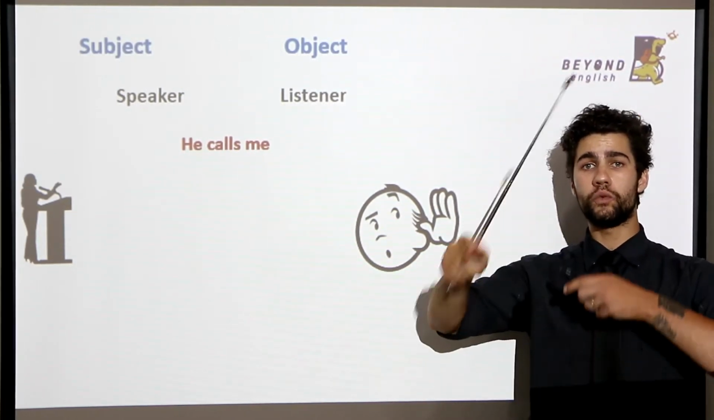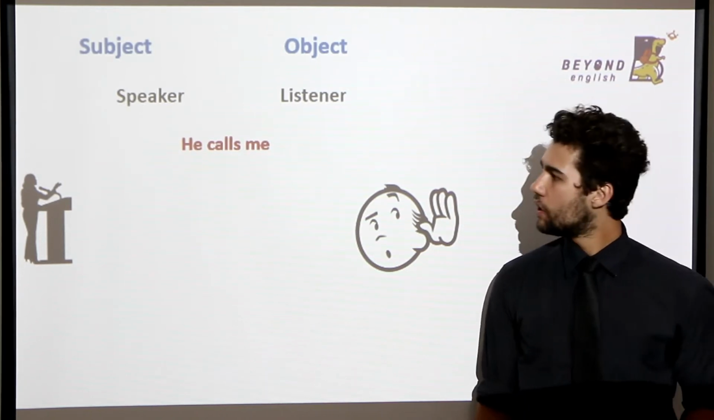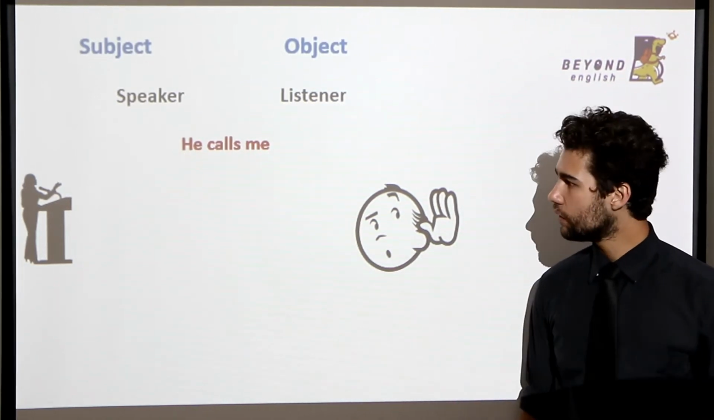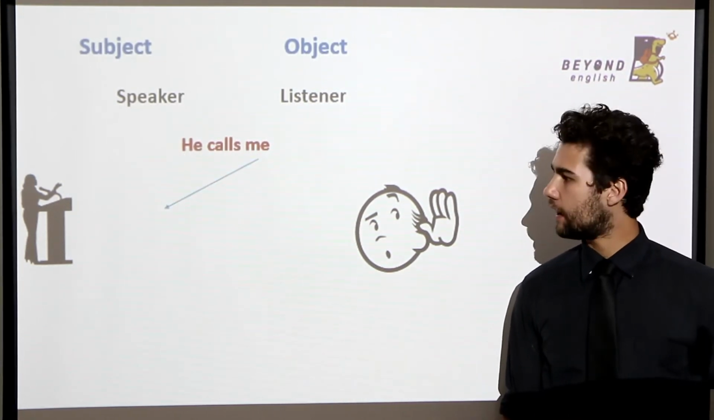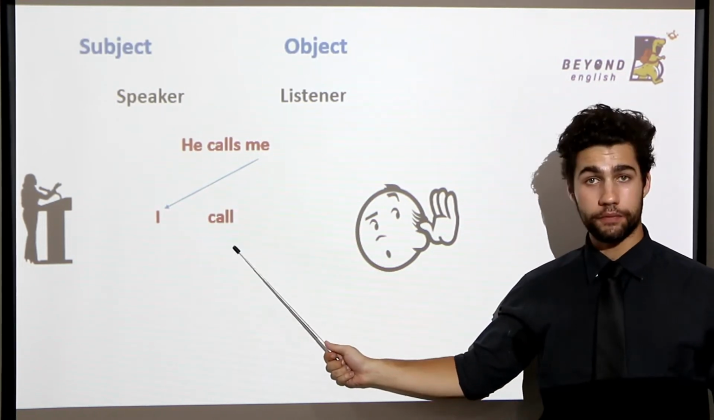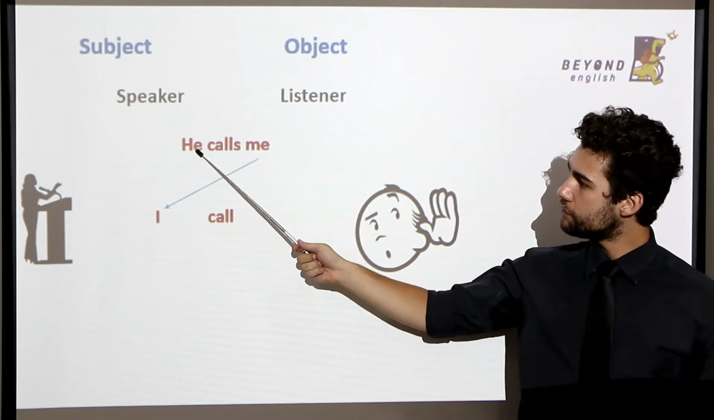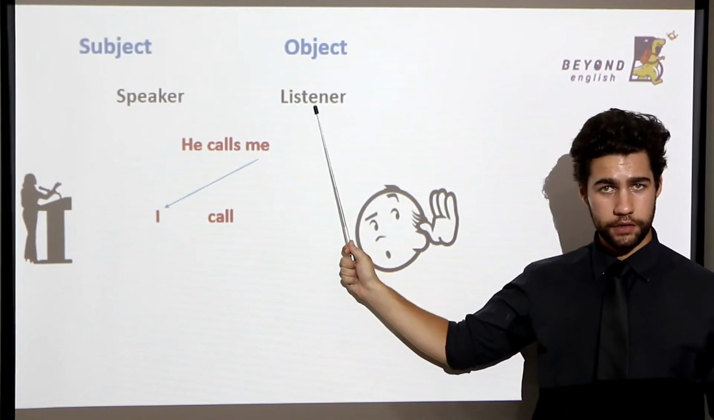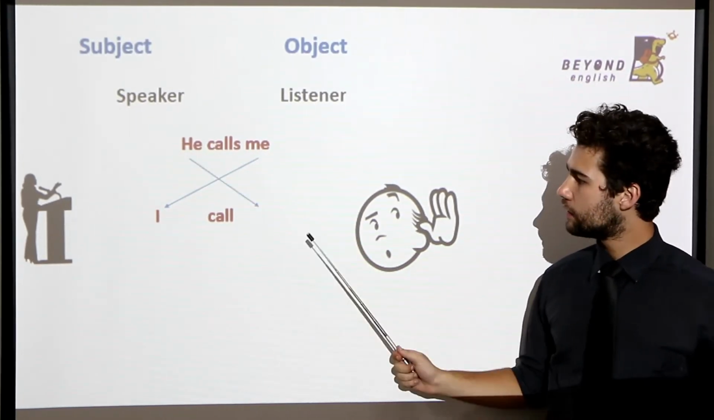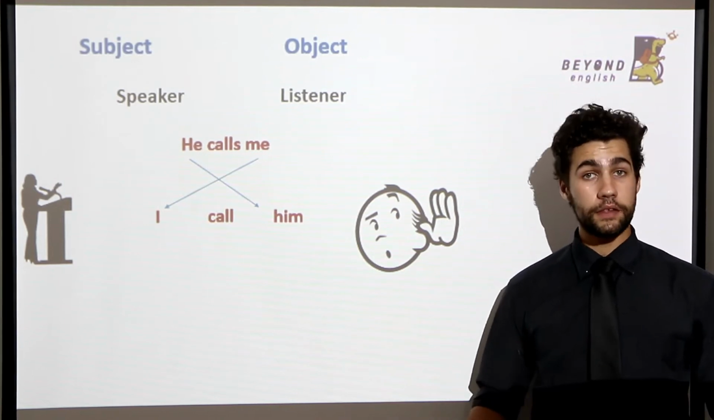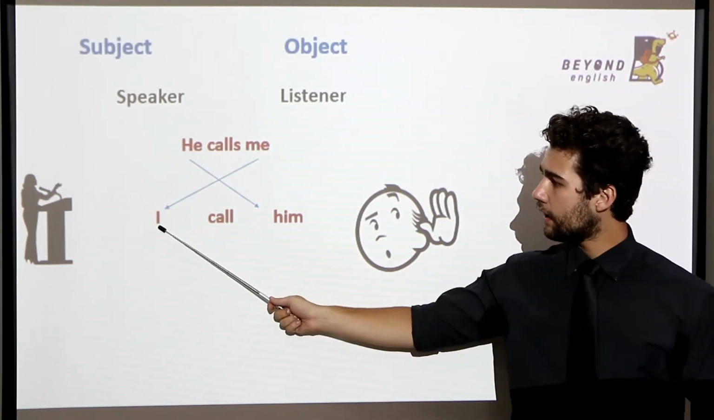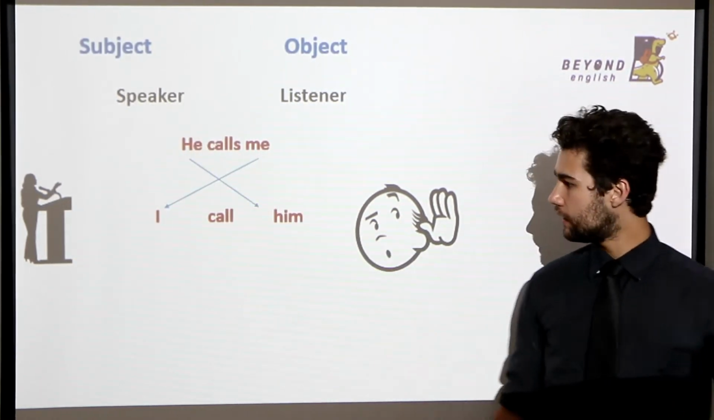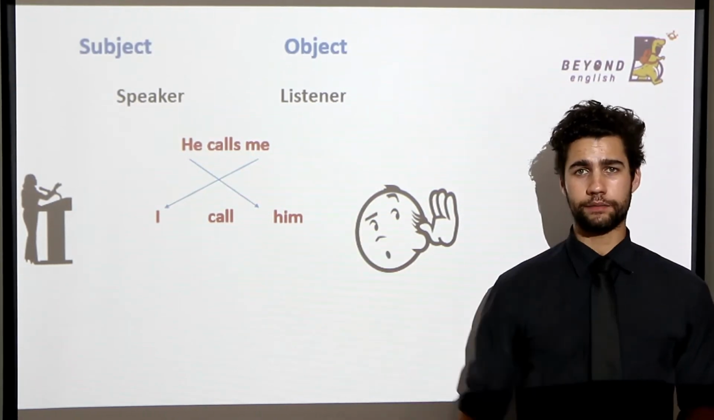Now, how do we change it? Well, when we want me to become the speaker, we usually change it to I. We bring over our verb and then we do the same for he. So, when he becomes the listener, we say him. And the sentence becomes, I call him. I am the subject, and him is the object.